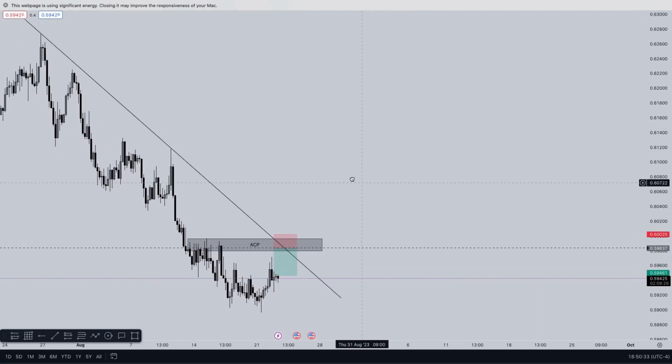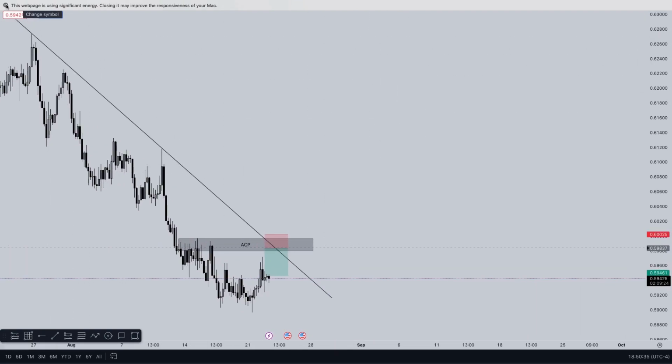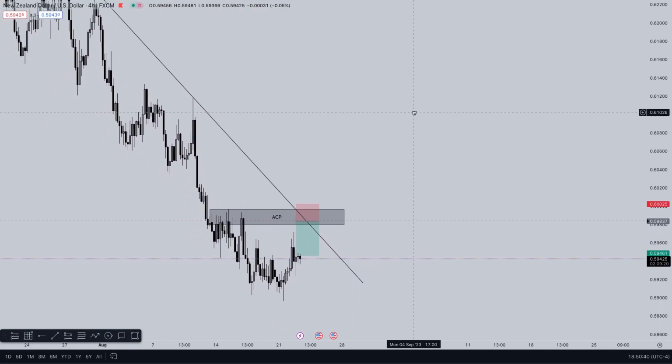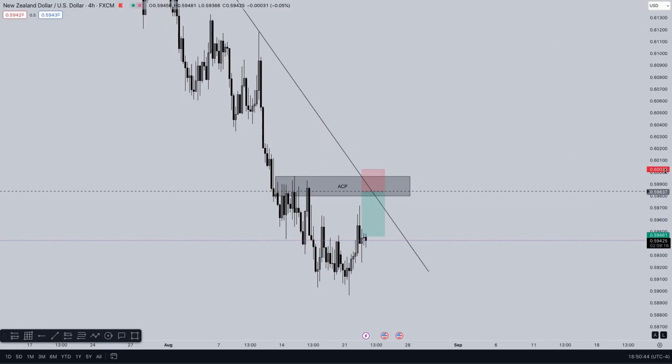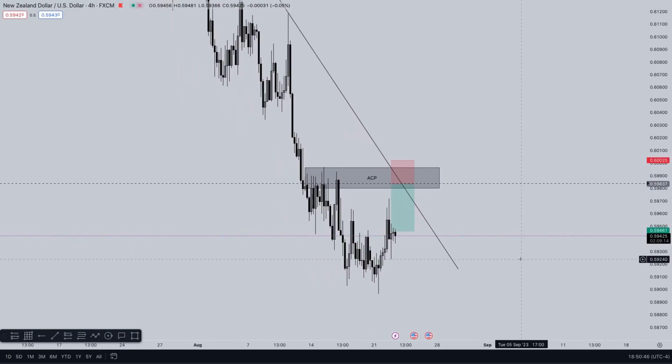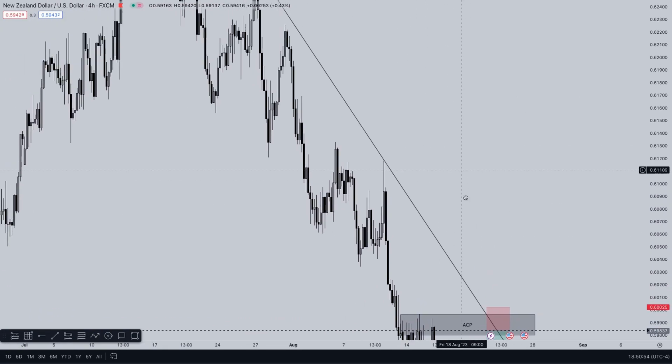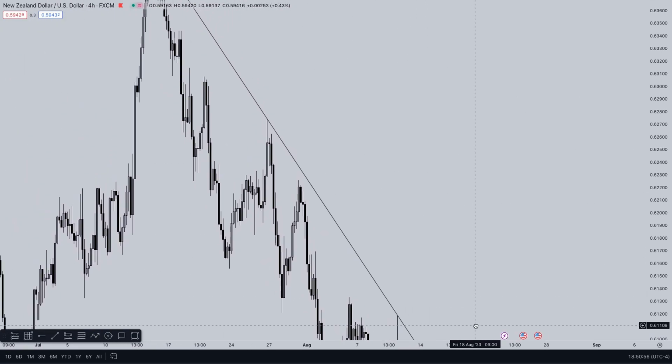Okay, this is another example here, and this pair is New Zealand dollar against the US dollar on the same time frame, the 4-hour time frame, right? Beautiful. Now this is it here, same explanation, same thing. The only difference here is we are going with the trend. You can see here that the market is trending downwards using this trend line. Look at this trend line here. You see that the market is going down.